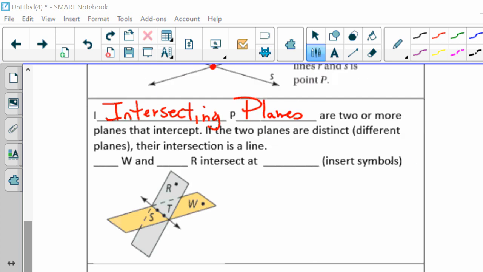Next up, intersecting planes. Intersecting planes are 2 planes that meet. Now, lines meet when they meet at a point. Planes meet at a line. They intersect when they hit, they actually form a line. So to finish this off, it's basically plane W and plane R intersect at line ST. So we draw a little line above it.